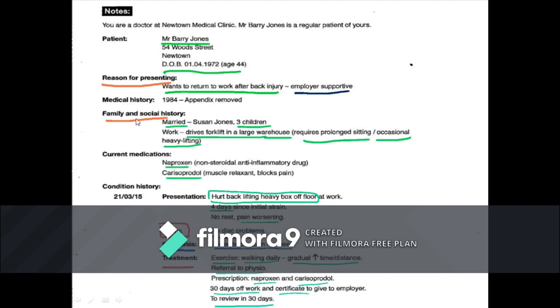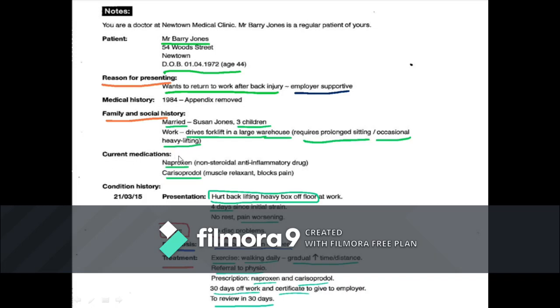Family history or social history may be important in this letter. Let's read it. The patient is married and has 3 children. Work: drives a forklift in a large warehouse. This is very important information, and it requires prolonged sitting and occasional heavy lifting. So this information is really important.